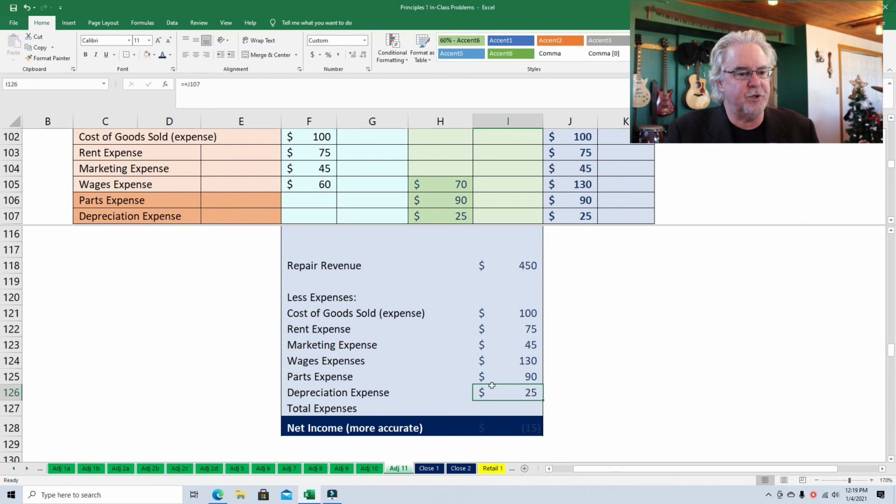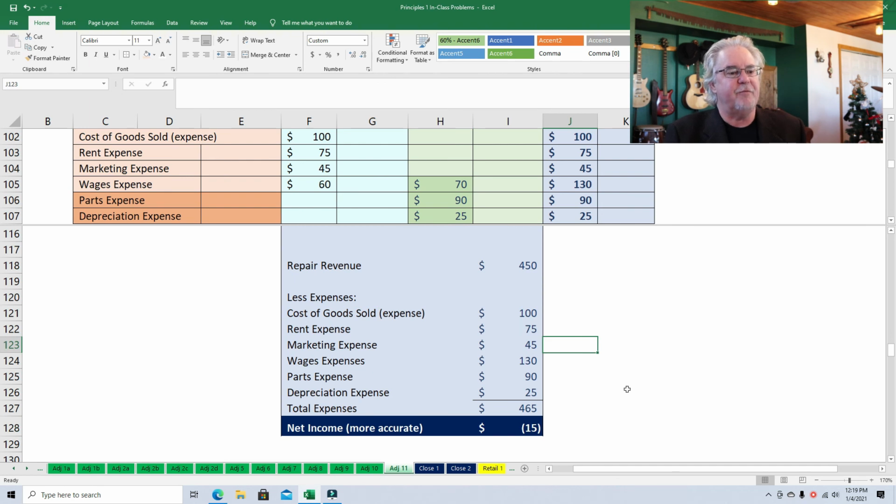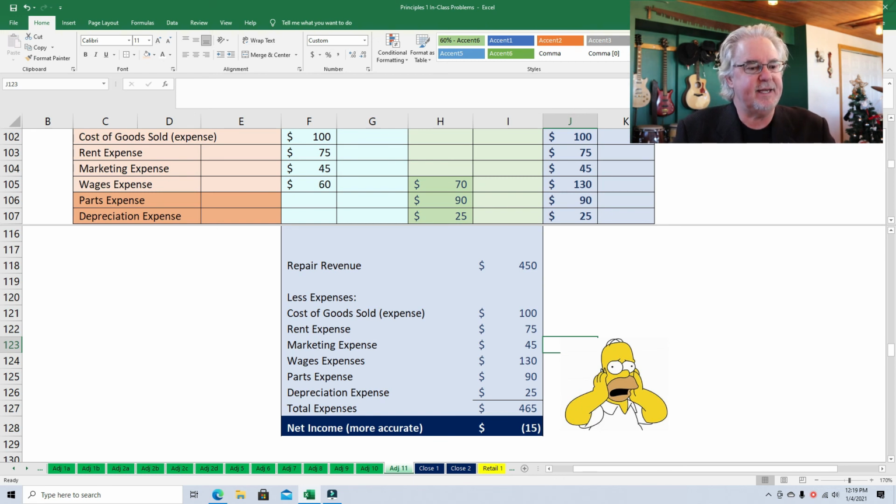All right, so their total expenses. Let's add up those expenses. I should have it already added up. So it's 465. Now to figure out net income, what do you do? You take your revenue minus your expenses, and there's your net income. There we go. Okay, so it looks like after these adjustments, Fred is losing money. His business isn't doing as well as he may have thought. His net income is negative. He's having a net loss.